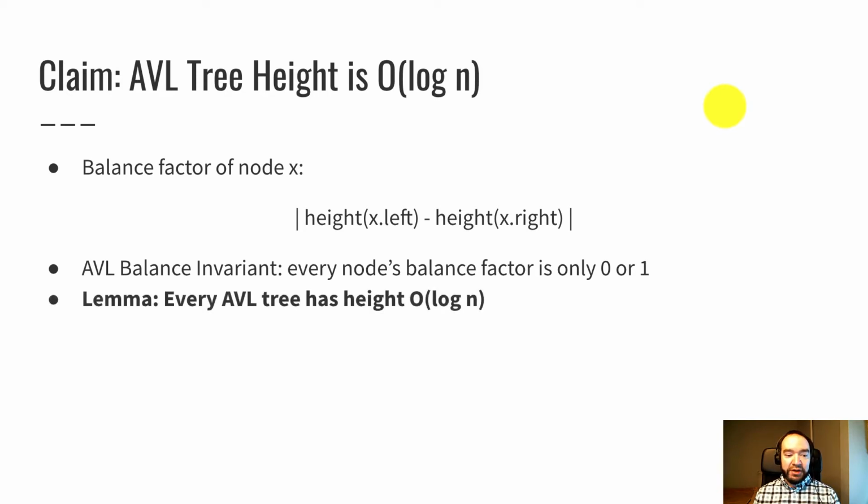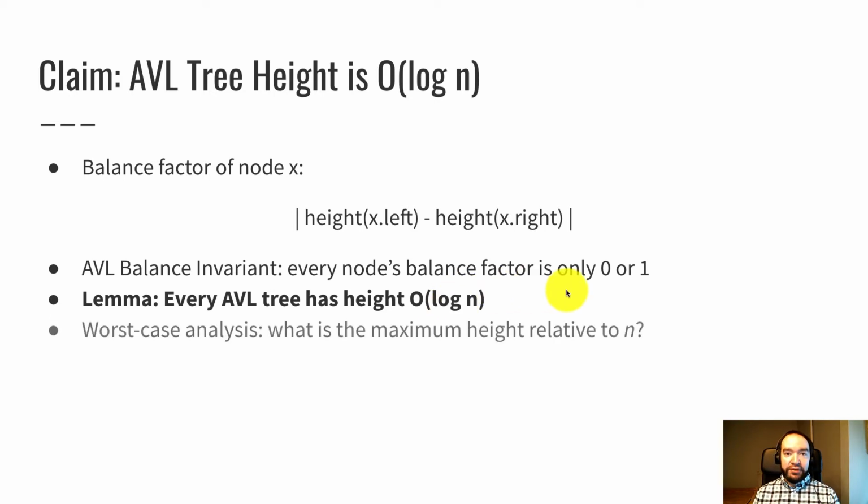So what we want to prove here is that every AVL tree has height big O of log of n. So if you have a binary search tree that obeys this invariant, where the balance factors are only off by 0 or 1, that implies that the height of the tree has to be at most logarithmic. So we're doing a worst case analysis here. We're asking what is the maximum possible height relative to n given that this invariant is obeyed.